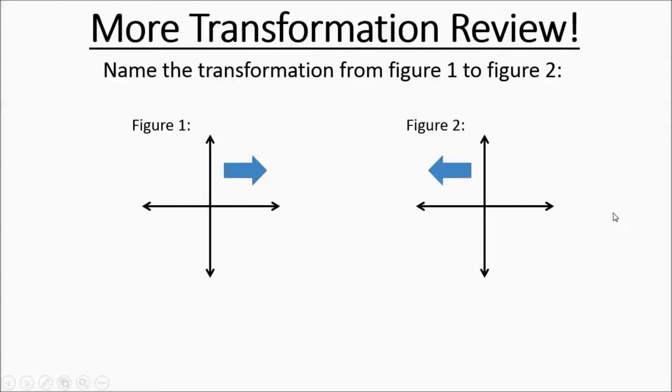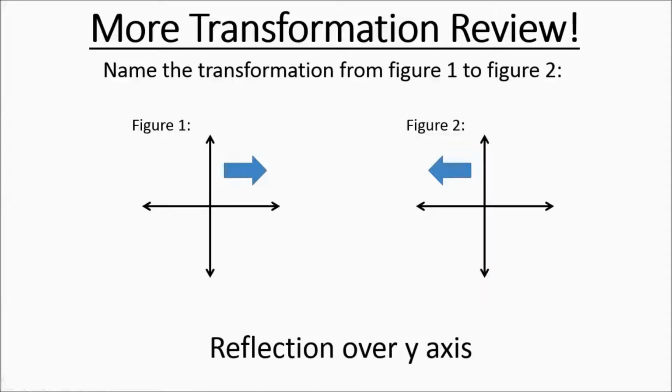Now we have this next one. We have quadrant 1 to quadrant 2. It's facing in a different direction, but it's not going to be a rotation because this one's pointing right. It's as if you put a mirror on the y-axis. It's a reflection over the y-axis. So that's rotations and reflections have the arrow pointing in a different direction.